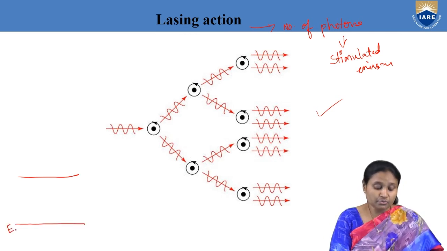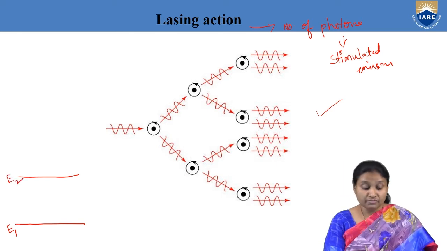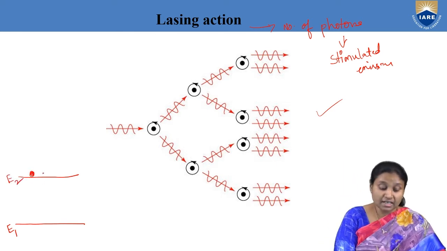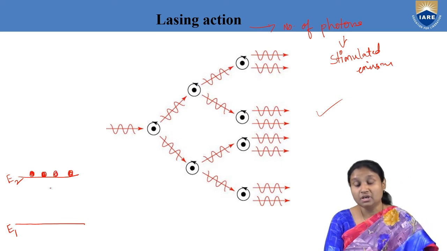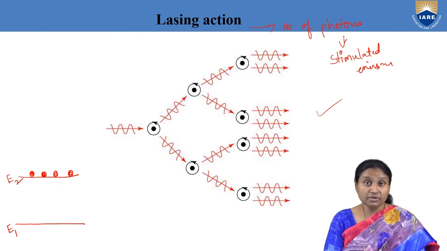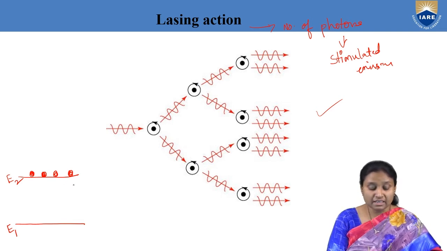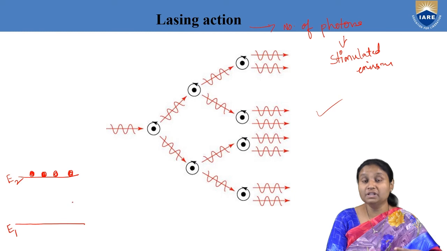Again, I have taken two states, E1 and E2. After absorption, where are our atoms? Our atoms are in the excited state. So we have achieved population inversion. Here, let us suppose that E2 is a metastable state, so we are able to achieve population inversion in E2. Now the next step is, I have to make these excited atoms come down to E1 before their lifetime.